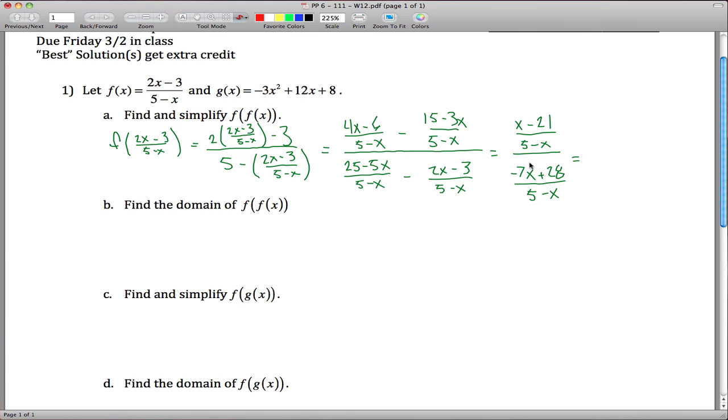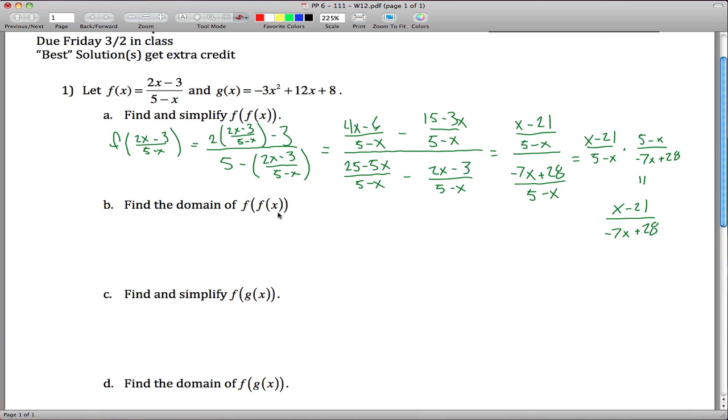And dividing fractions is like multiplying, but you flip them upside down. If you flip these upside down, I guess I should show it: (x minus 21) over (5 minus x) times (5 minus x) over (negative 7x plus 28). If you do that, you get these 5 minus x's canceling, and you get that this is equal to (x minus 21) divided by (negative 7x plus 28). So that's f of f of x.